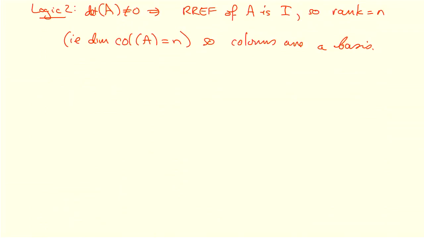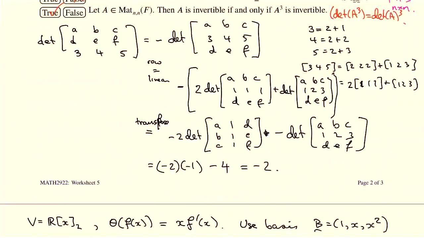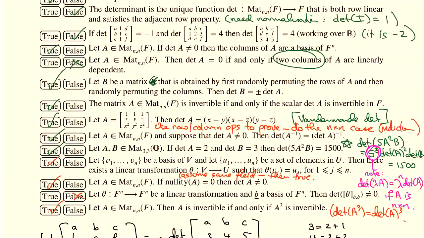Yeah, so the matrix representation of this linear transformation with respect to this basis in the domain and this basis in the codomain is the identity matrix.